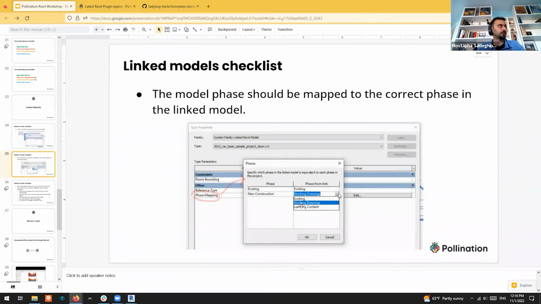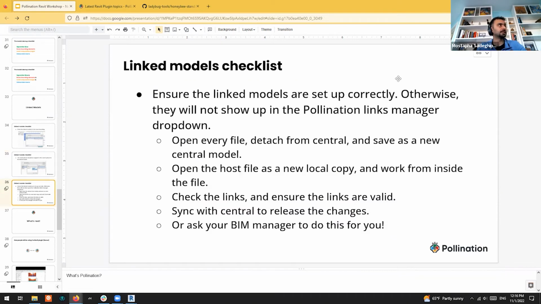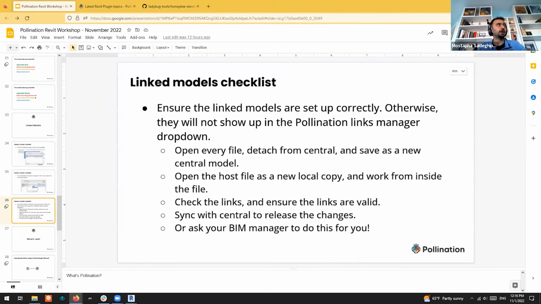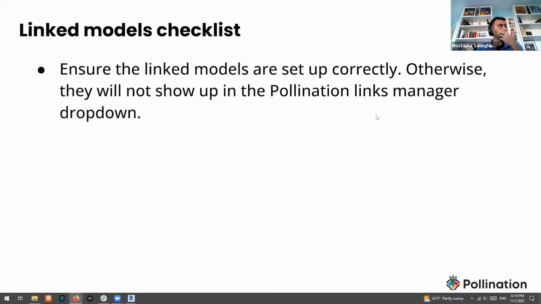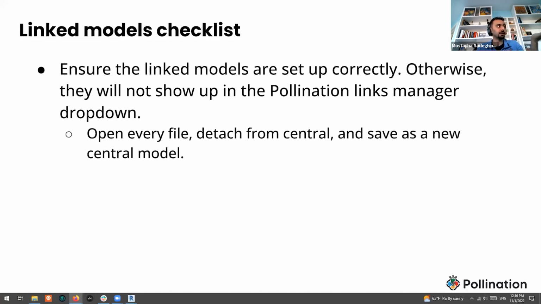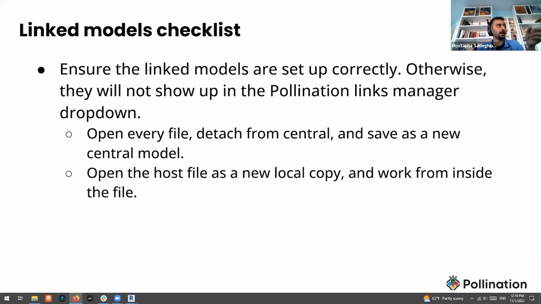But sometimes we have seen models, or maybe it's because people send us the model and I have to download them. Sometimes I have to go and redo all this to make sure the models are correct. One that we have seen several times, it's not that easy, is when you download Revit models and you open them, then they will be detached from central, right? What you need to do is go back to this process of opening every file as detached from central, save as a new central model, then go and open the host file as a new local copy and start working from inside that.